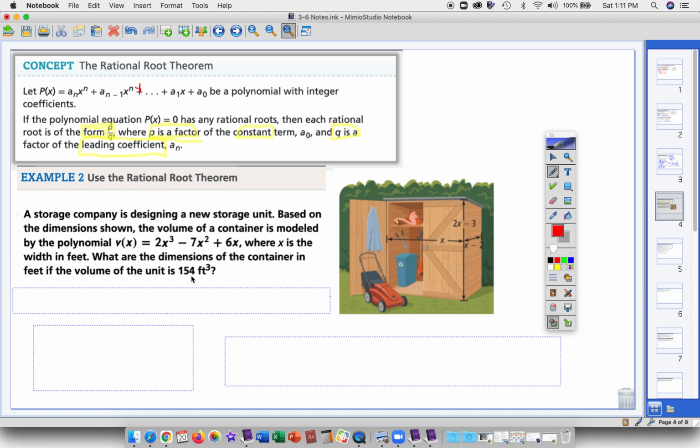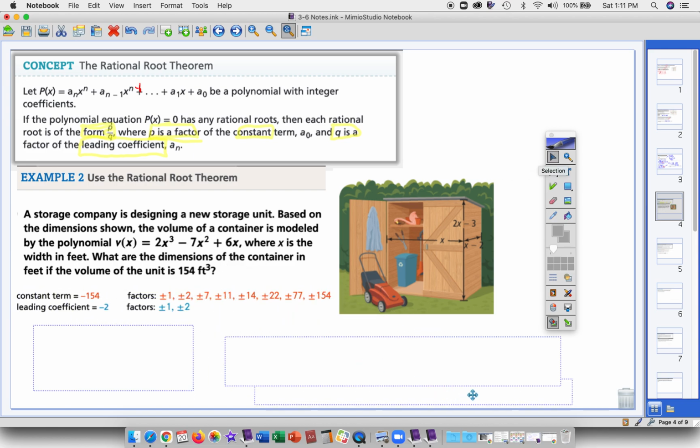Now, if the volume is 154, we're going to set this function equal to it, which makes the constant negative 154, right, because we would move that constant over. So to figure out the possible solutions here, it would be all of the factors of negative 154, and they can be positive or negative, over the factors of the leading coefficient, which in this case is a positive 2.